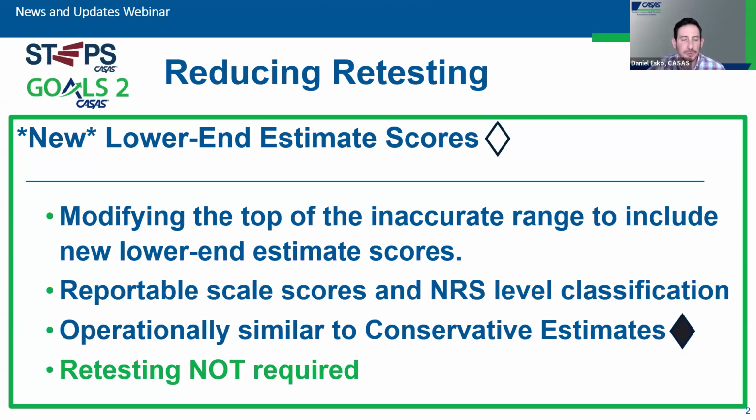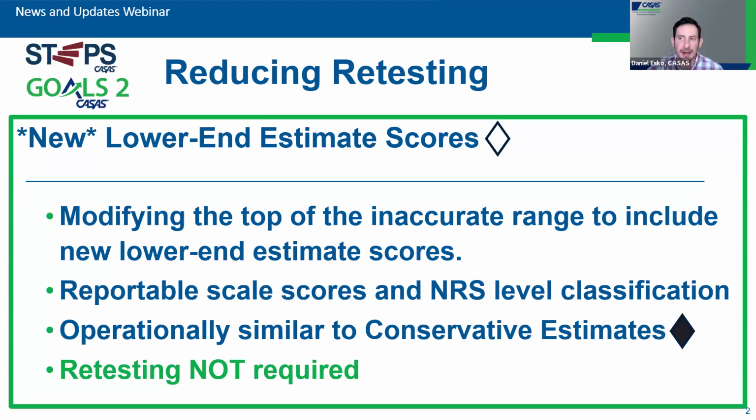This score change will apply to the top of the inaccurate score range, and I'll show that in just a second so you can see it visually. The scores at the very top end will be changed and then have this diamond. They will be reportable scale scores that will be provided with an NRS level classification. Operationally, it's very similar to our conservative estimate scores. Those are the black diamonds that you would see at the top of the test, where you can accept the score if you would like to, but if you want to retest, you could do that as well.